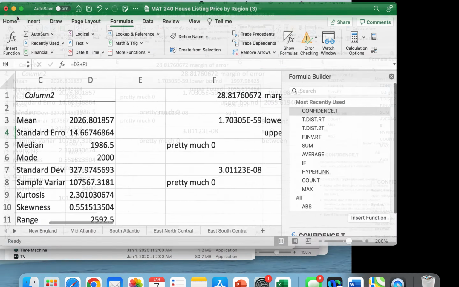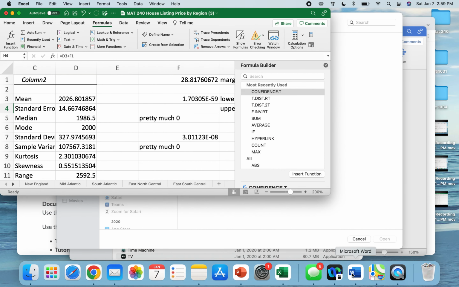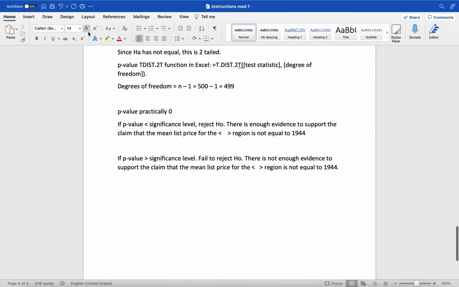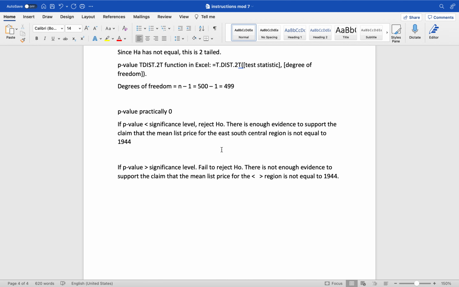Okay, so let's go back to our Word document. Okay, so for mine, we rejected. Okay, for my example, we rejected. There was enough evidence to support the claim that the mean list price for the East South Central region is not 1944. Okay, my 95% confidence interval is between 1998 and 2055.6. Okay, you'll want to write that up in a nice full sentence.